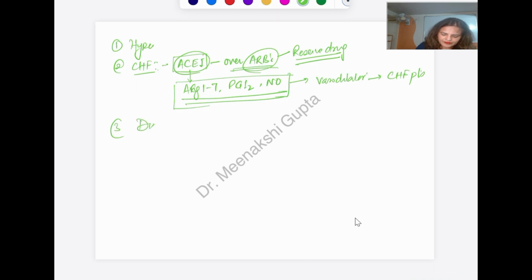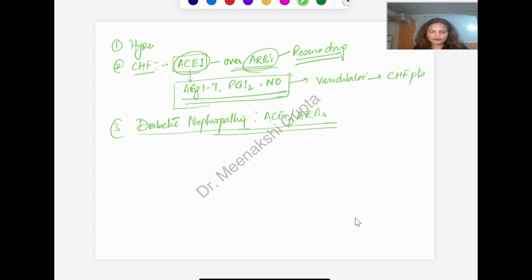Then in diabetic nephropathy, again we can use any, whichever you give, anyone will do.